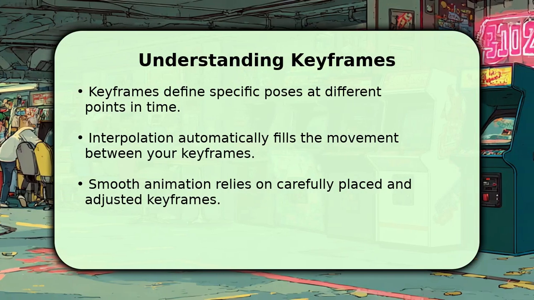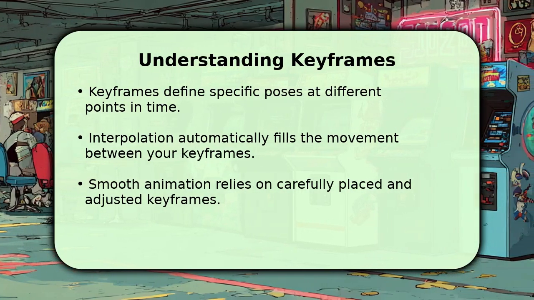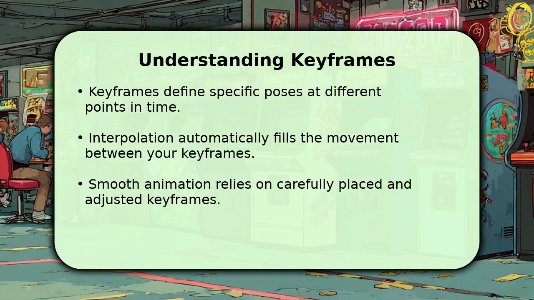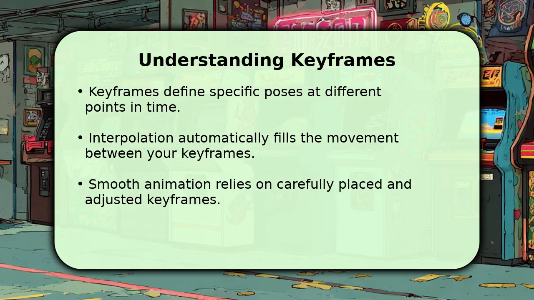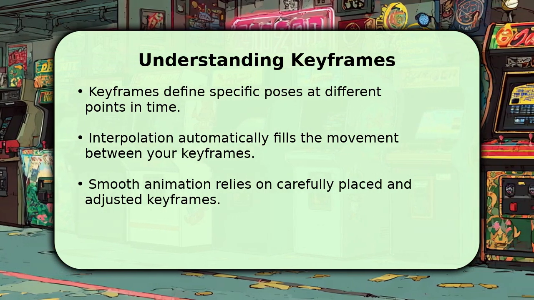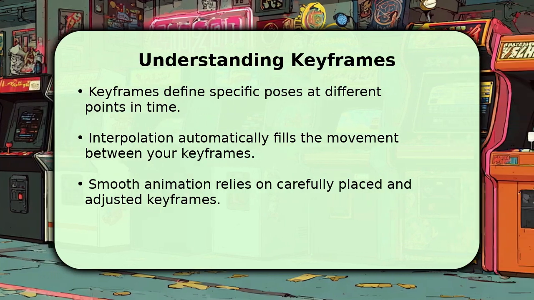Keyframes are fundamental to any animation, marking a character's pose at a specific moment in time. When you create two keyframes, the editor automatically generates the movement in between, a process known as interpolation. Understanding this principle is vital for crafting smooth, natural walks.